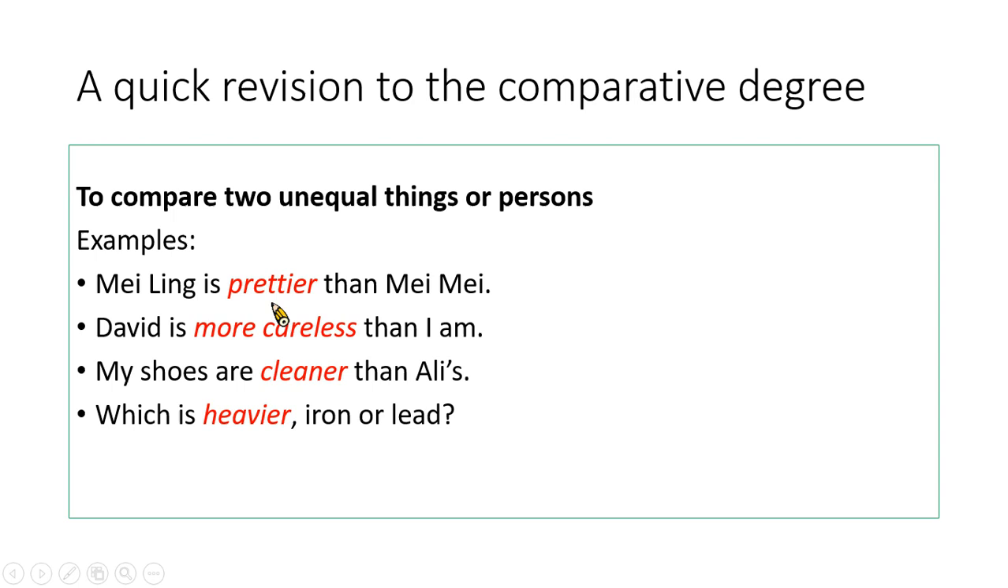So we know that Mei-Ling is prettier. David is more careless. So to compare, David is more careless compared to me. The next one, my shoes are cleaner. Which is heavier, iron or lead? So we use the comparative to showcase two unequal things.